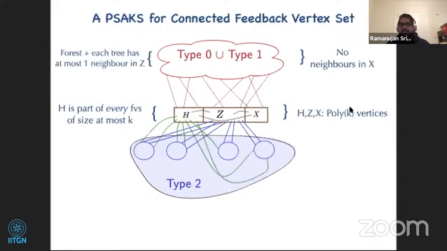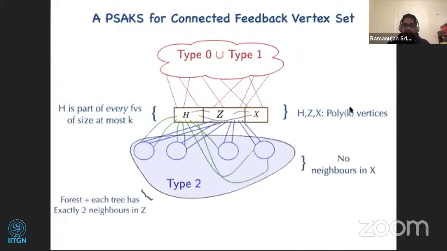Then the remaining vertices, I partition them into two. So one set are those vertices that could have neighbors in H and Z, but they don't have neighbors in X. So these are essentially vertices that I call type 0 and type 1. Essentially, these are just vertices that have degree at most 0 or 1 into Z. They could have any neighborhood into H, I don't care. They have no neighbors in X, and they have degree at most 0 or 1 into Z. And then type 2 is everything that's left.